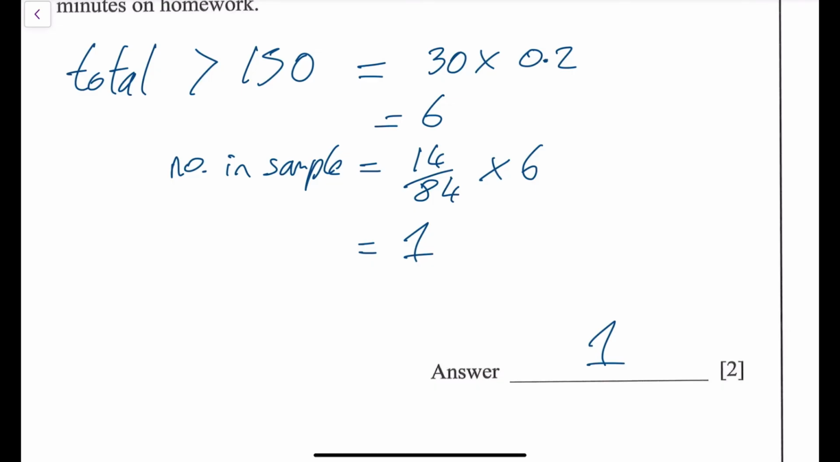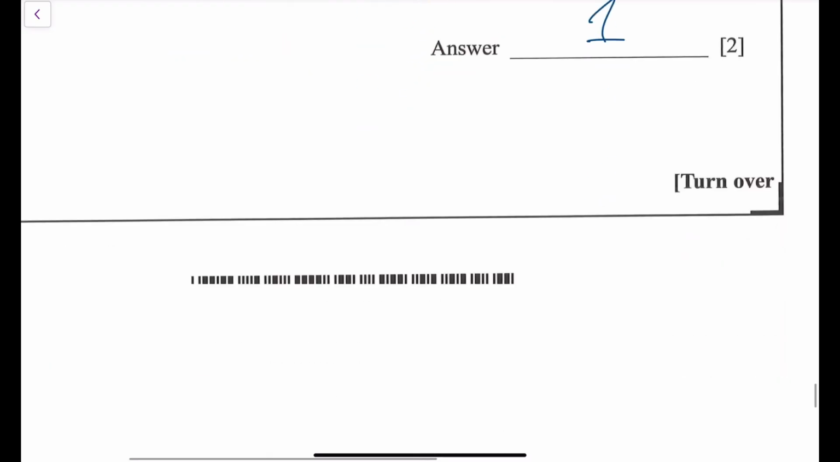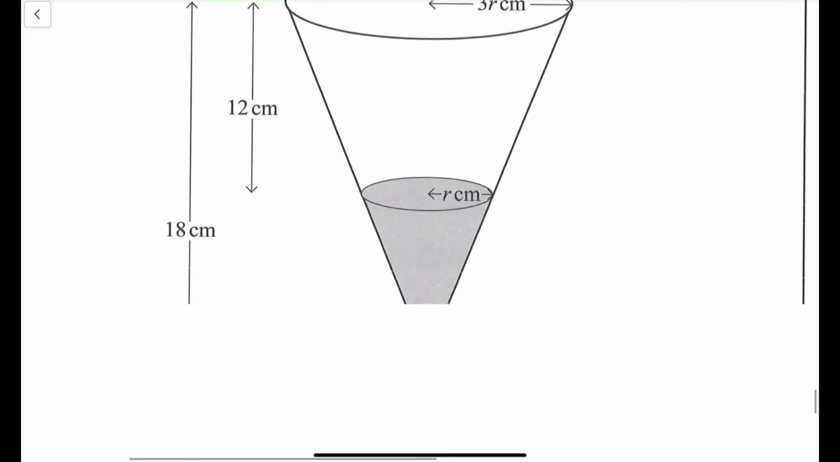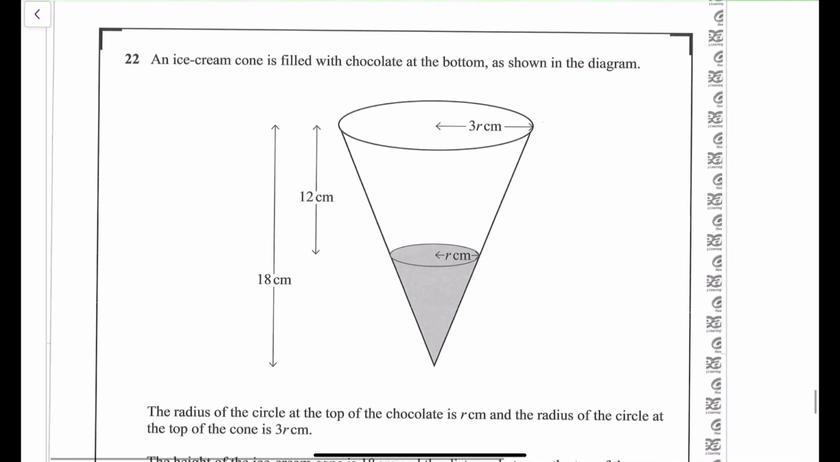There we go. Okay, I think we're on to our last question now. We are indeed. Very tough histograms question. I'm not a big fan of histograms questions. They're actually harder at GCSE Mathematics than they are at any other level of mathematics, which is weird.